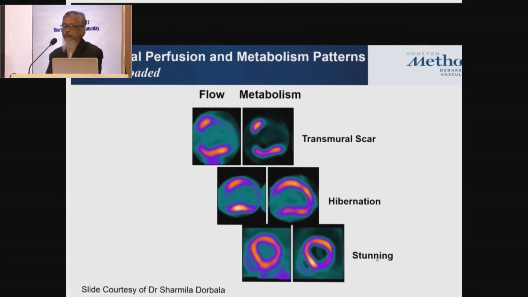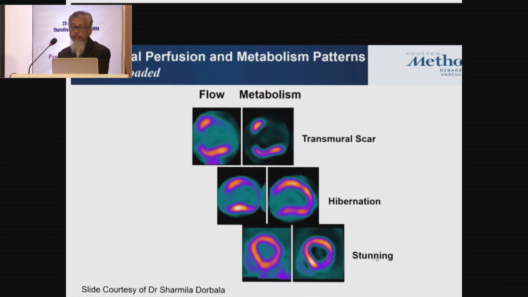We have PET facilities in Bangladesh. Some of our nuclear colleagues are doing this, and they're doing a nice job. And if you find this variation in the images, then you'll be able to differentiate between the viable, stunned and non-viable portions. The important thing to note in this image is, if you look at the perfusion image in this case, had this patient undergone SPECT only, we would have missed the viable portion.